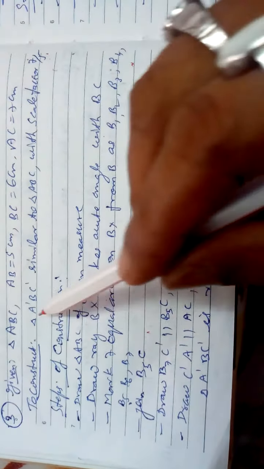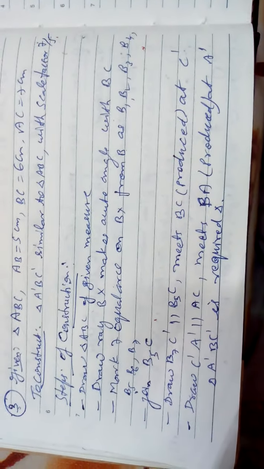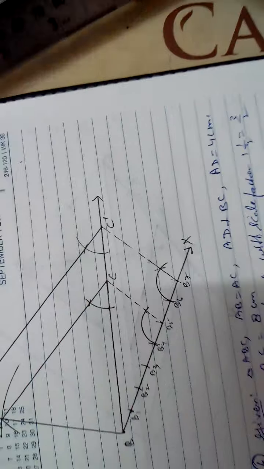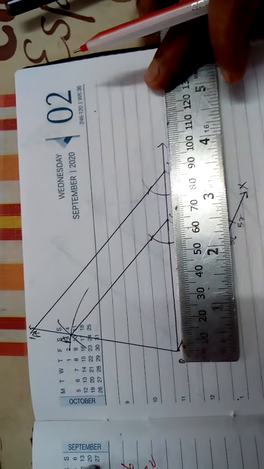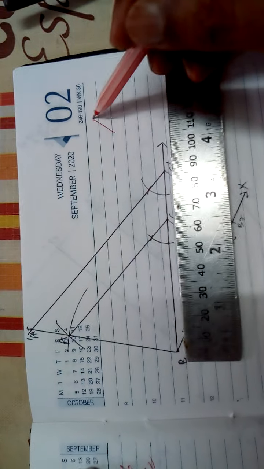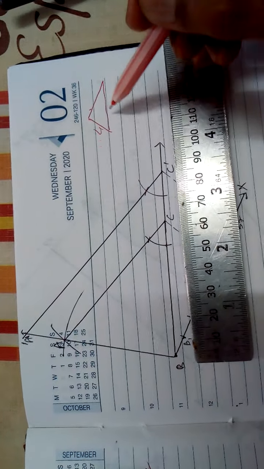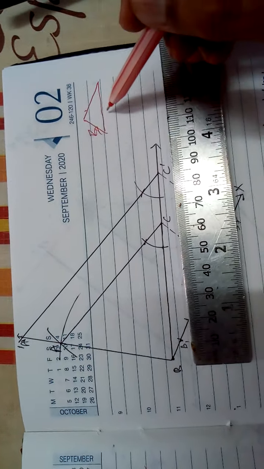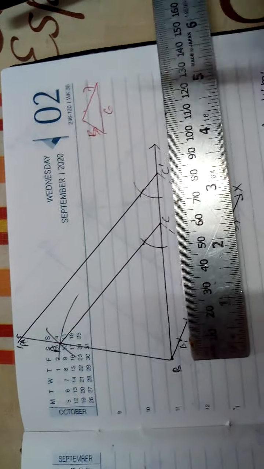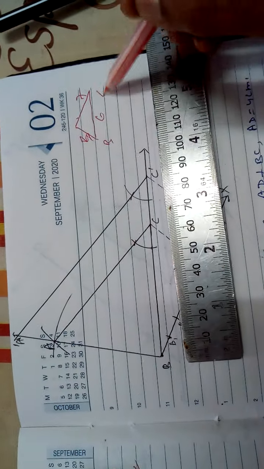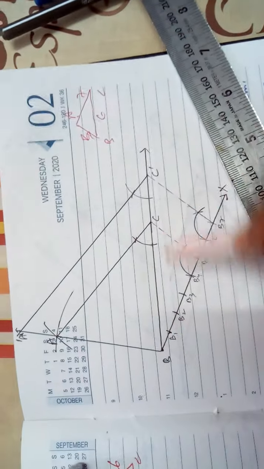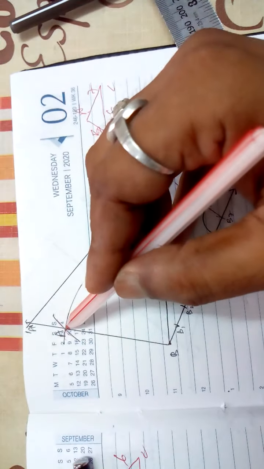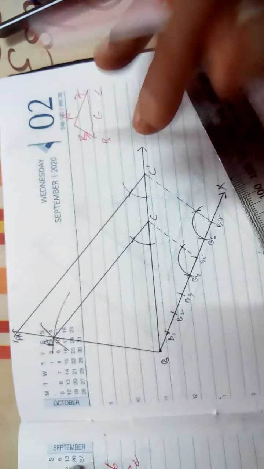Read carefully, and from only reading, without seeing the figure, you can draw it. But you see here what I have done. First I have drawn BC. How many centimeters? The figure is given: 6, 5, 7. So BC I have drawn 6 centimeter. From B, 5 and from C, 7, arcs intersect at A. Join AB and AC, your triangle is ready.